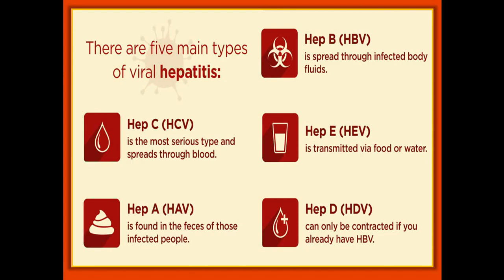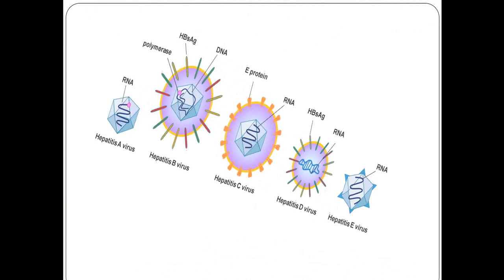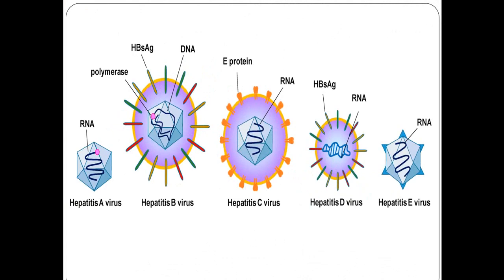Now we have 5 main types, as we say, and this picture focuses on the route of transmission of the virus to cause hepatitis, and as you see here, it differs from fecal-oral, to blood, or to food or infected body fluids. Not just in the route of transmission or the way of contracting the infection, but as I say, the genetic material and structure of these viruses also differ.